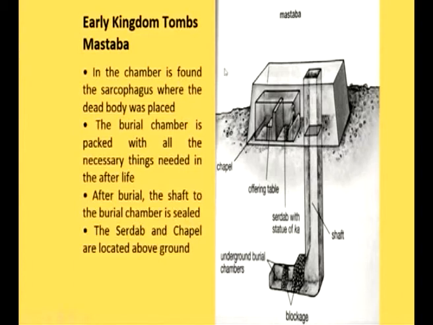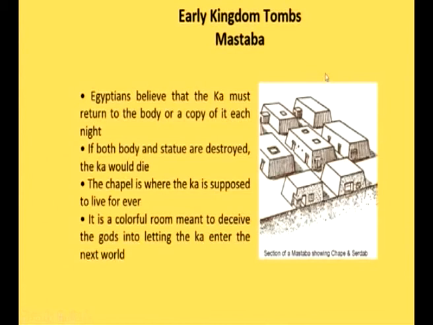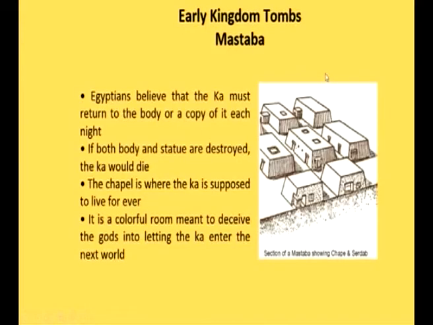The burial chamber is packed with all the necessary items which the dead person needed, and then it is blocked once the sarcophagus is kept inside. In early kingdom tombs, they believed the Ka would return to the serdab every night, so they painted the serdab with beautiful paintings in different colors, so it would attract the Ka inside the room. The chapel is where the Ka will live forever. There was an offering table on which the dead person's relatives could keep offerings for the dead person. Now let us look at the summary of what we have seen in today's lecture.